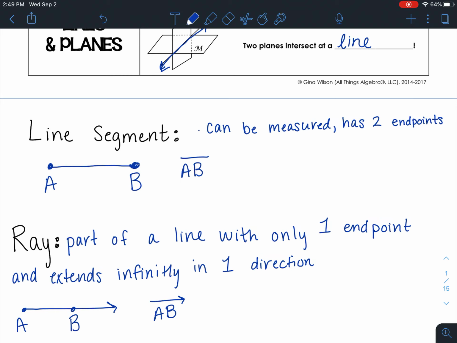Okay, we have some other terms that we have to talk about. The first term is going to be a line segment. A line segment can be measured, and it has two endpoints. Here you see my line segment AB. Here's endpoint A and endpoint B. To name a line segment, you're going to use this symbol right here above, and your two letters have to be your two endpoints. So here I have segment AB.